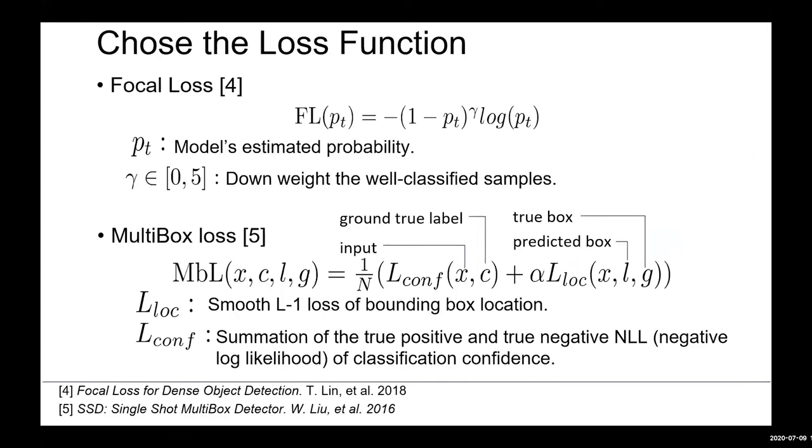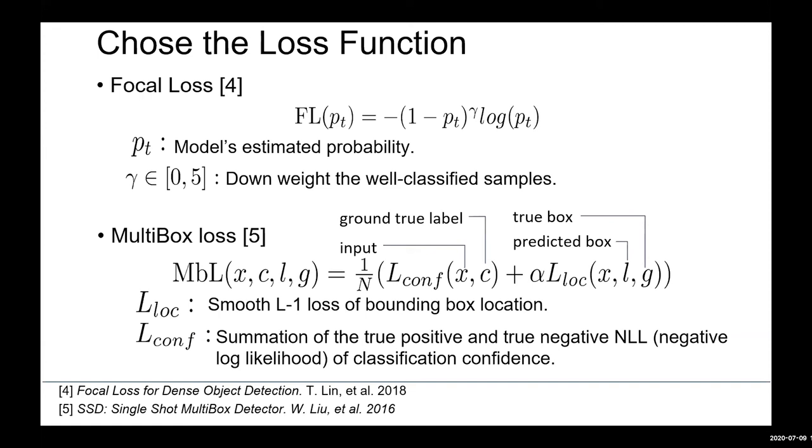For the choice of loss function, we explore two options. The first one is focal loss. It is proposed to address the class imbalance by downweighting the well-classified samples. In other words, if a sample has high estimated confidence, the importance of this sample is reduced, so the training focuses on the samples that are uncertain.